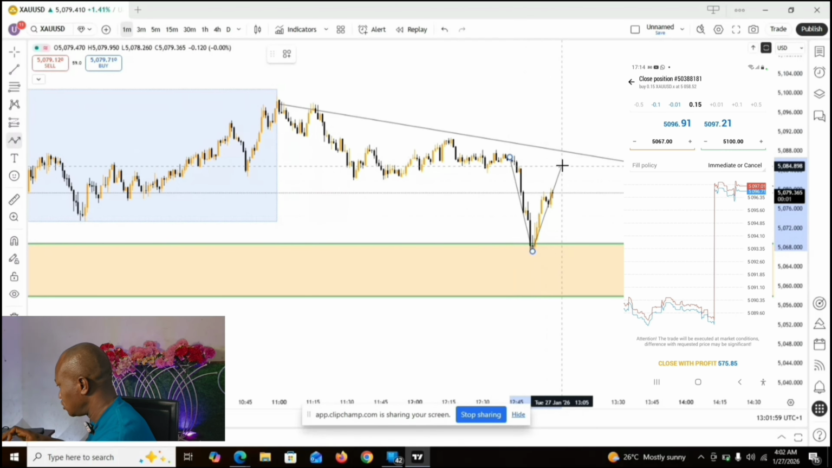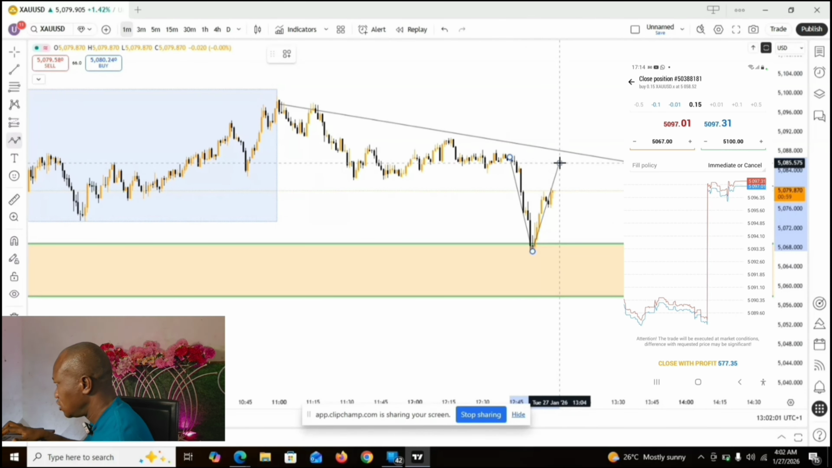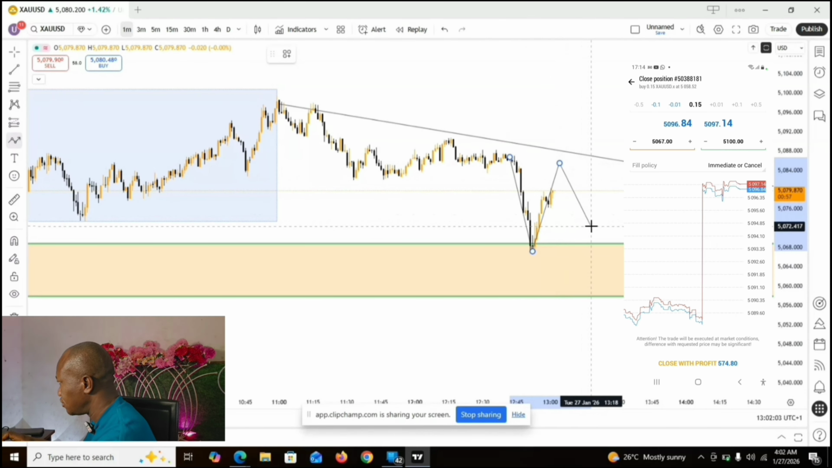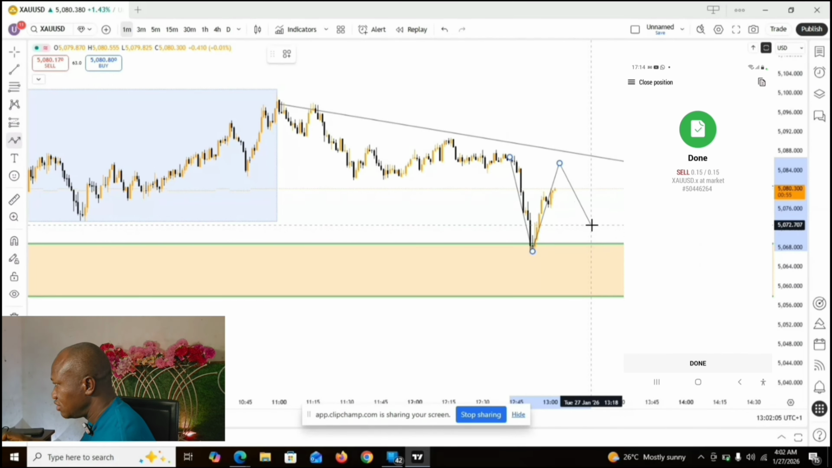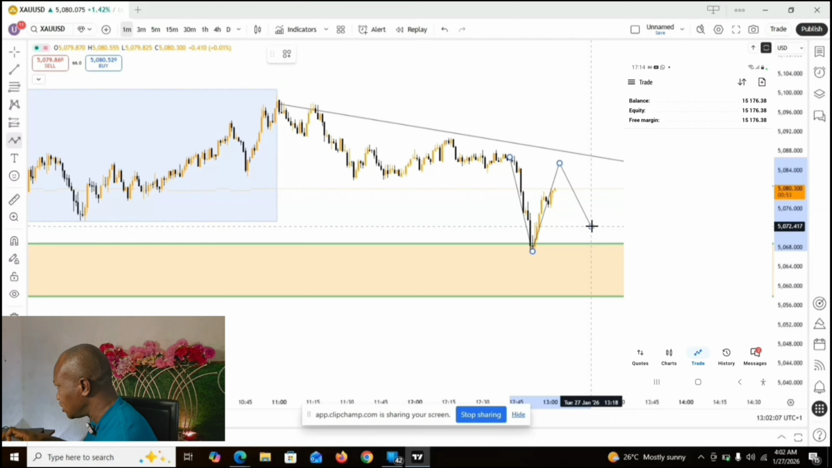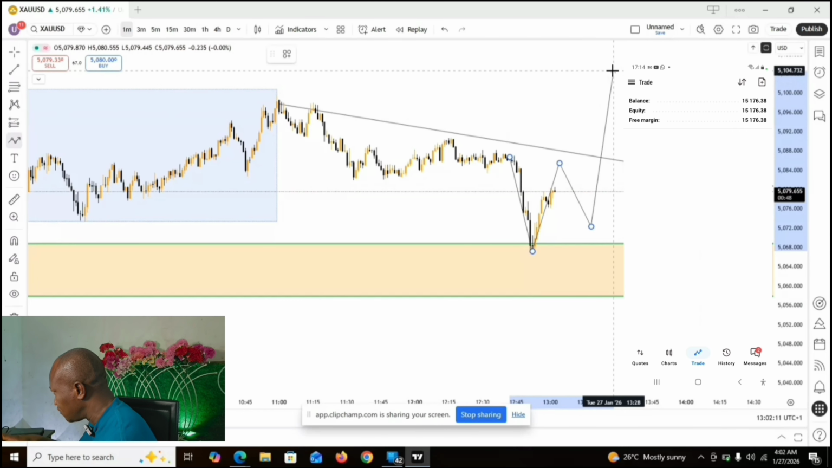I'm expecting that when price comes to this zone, there will be a pullback. If price pulls back, I may pick up another buy. But already I know that this is buying. So I'll keep you guys updated.